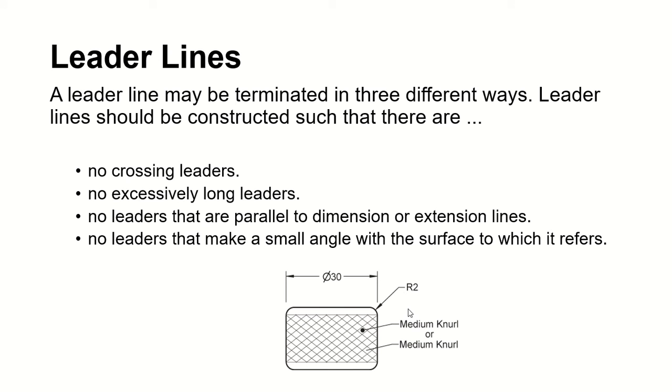You can't draw your leader line parallel to your dimension or extension line, meaning you can't pull this and then make it parallel to the extension line. You can pull this all the way down and make it parallel to this dimension line, but don't do that. And you can make a very small angle to the surface your leader line is labeling.